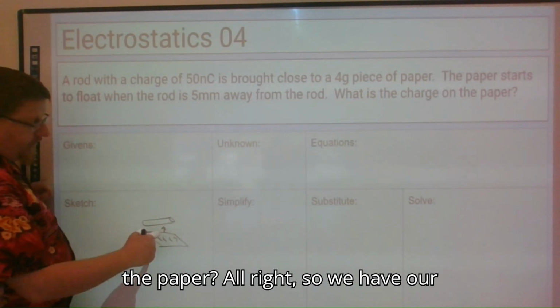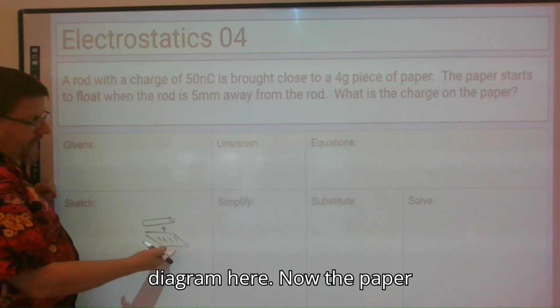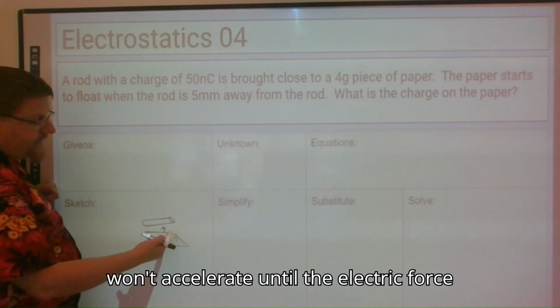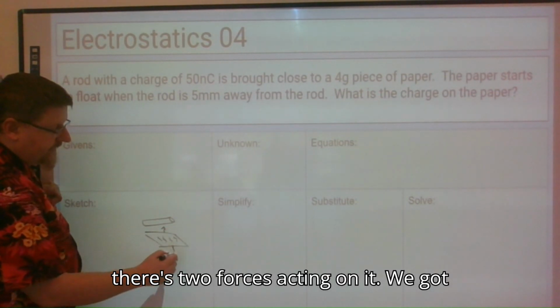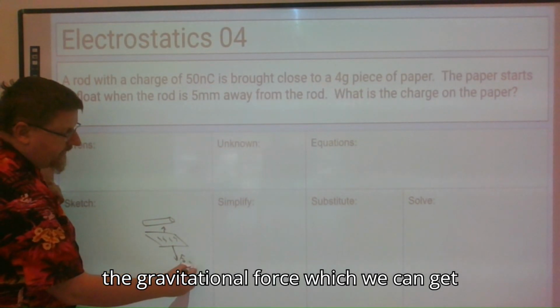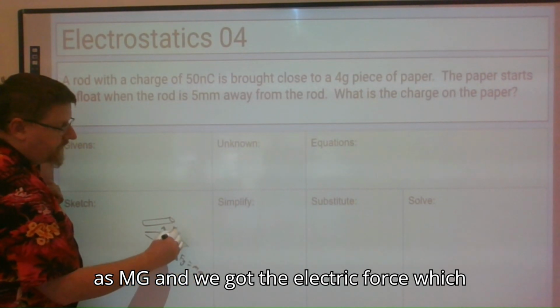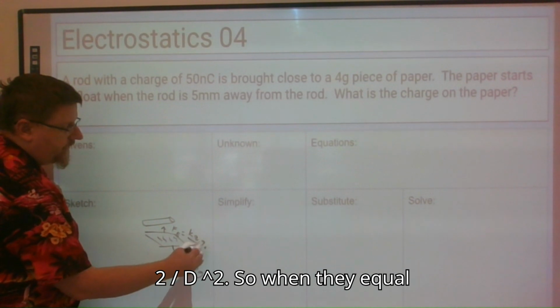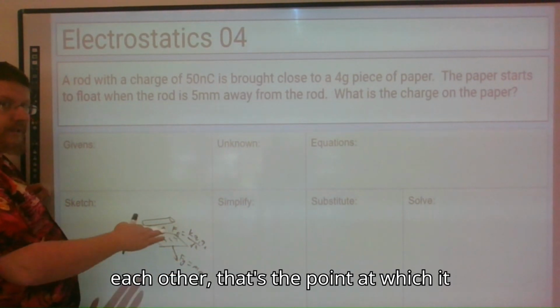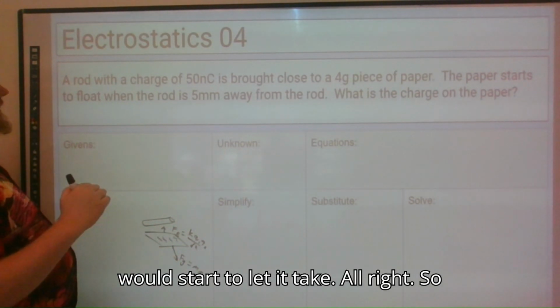All right, so we have our diagram here. Now the paper won't accelerate until the electric force overcomes the gravitational force. So there's two forces acting on it. We've got the gravitational force, which we can get as mg, and we've got the electric force, which we know is k q1 q2 over d squared. So when they equal each other, that's the point at which it would start to levitate.